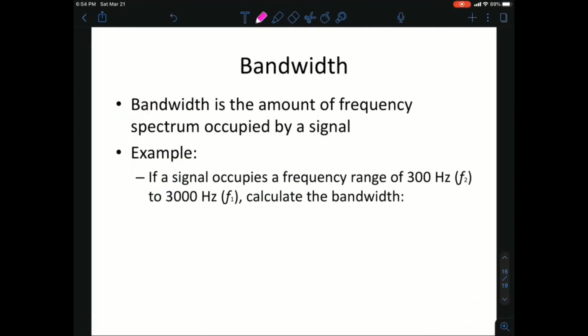So, another example here. Pause it real quick, go ahead and work through that, and then come back and we'll work through it. All right, so in this case, fairly simple. Bandwidth is going to equal F1 minus F2, where F1 is greater than F2. So this is going to be 3,000 minus 300, and that equals 2,700 hertz.